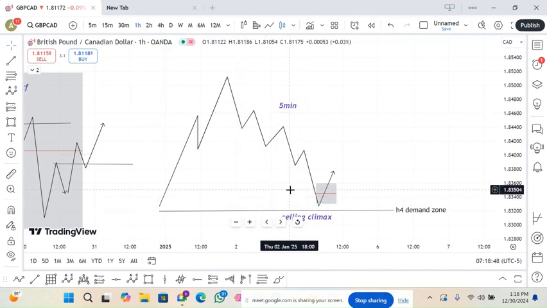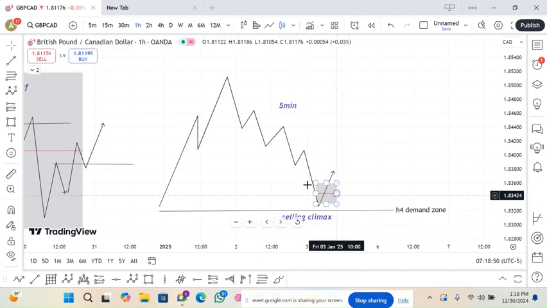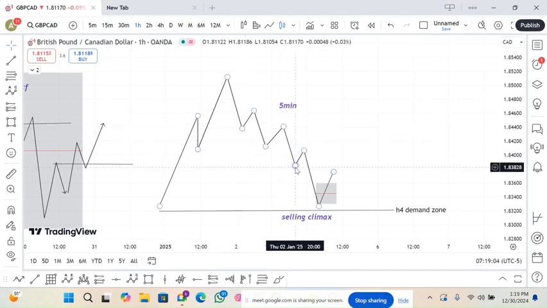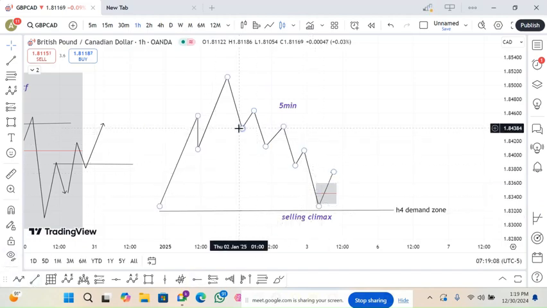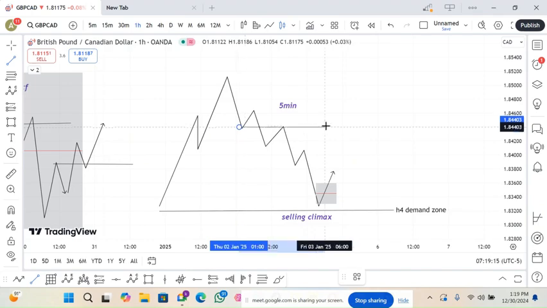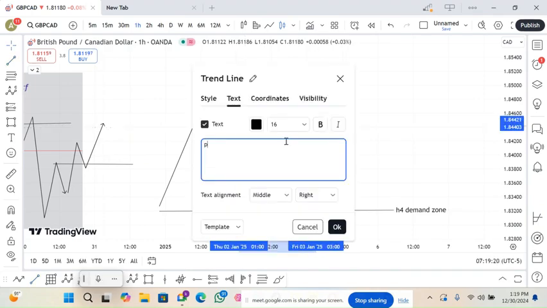Where is the selling climax? How do you figure it out? Look at the retracement, the length of the retracement since market shifted in 5 minutes. Look at the length of the retracement. Look at it. This is premium sell, premium sell, premium sell. Every part, let me start marking it so that no one will be confused. This is premium.